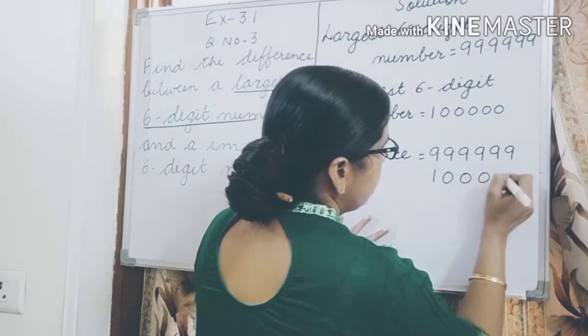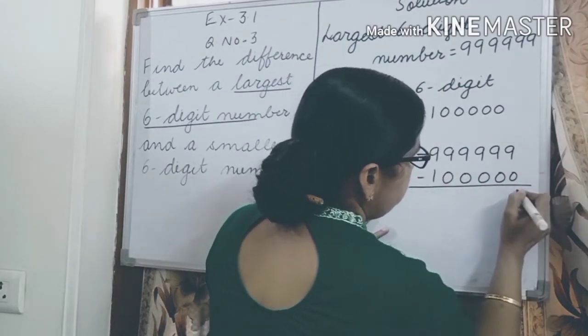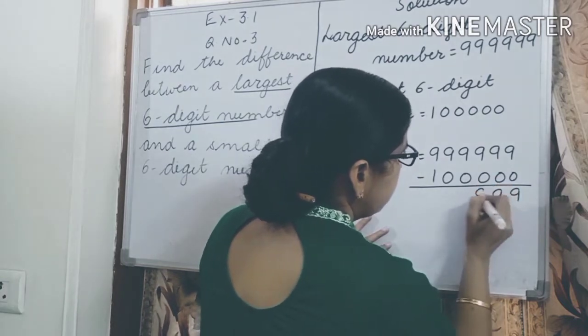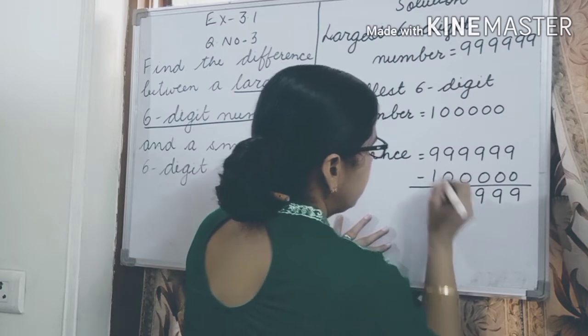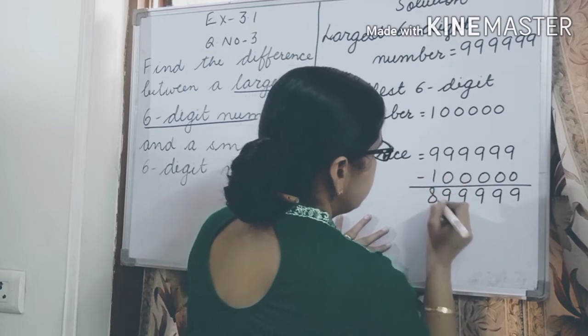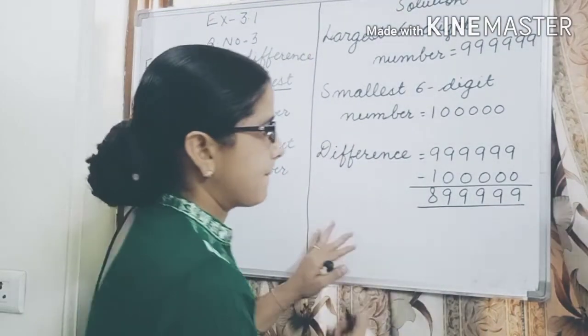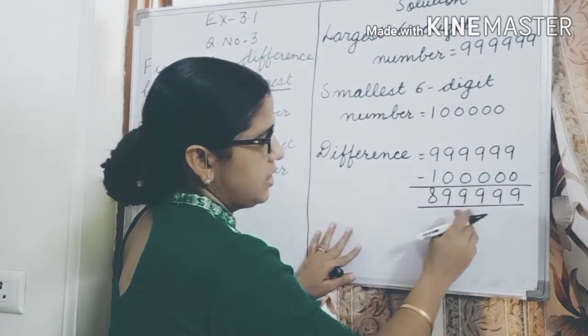Minus. 9 minus 0, 9. 9 minus 0, 9. 9 minus 0, 9. 9 minus 0, 9. 9 minus 0, 9. 9 minus 1, 8. What is the difference? 8,99,999. This is the answer.